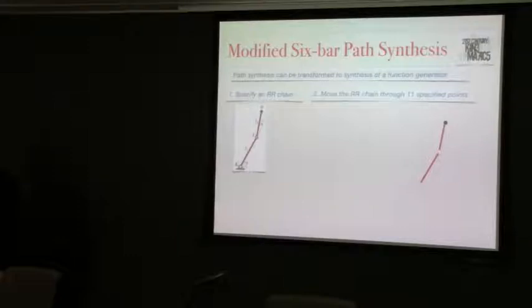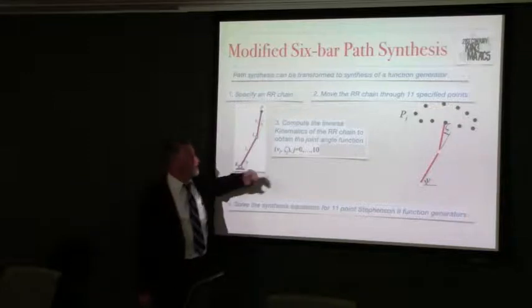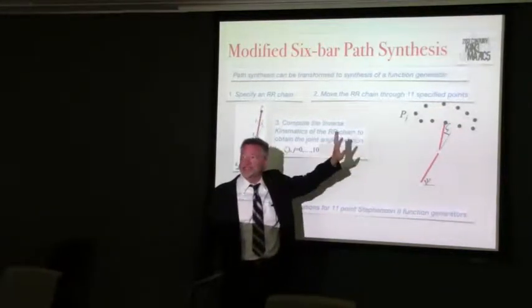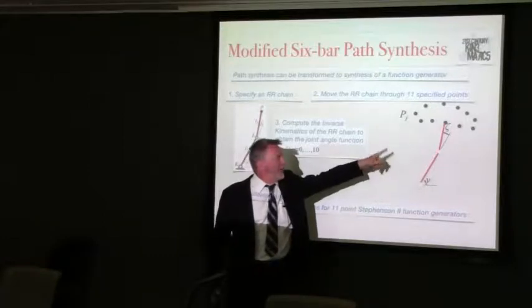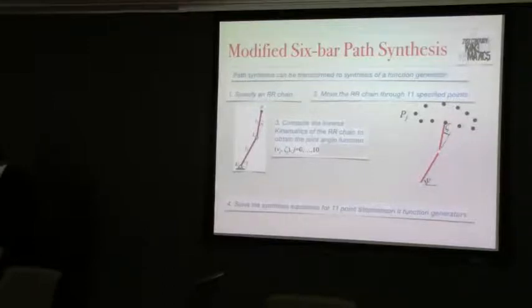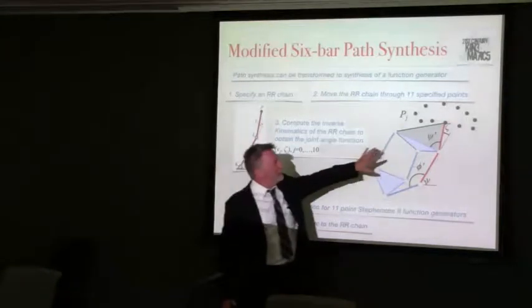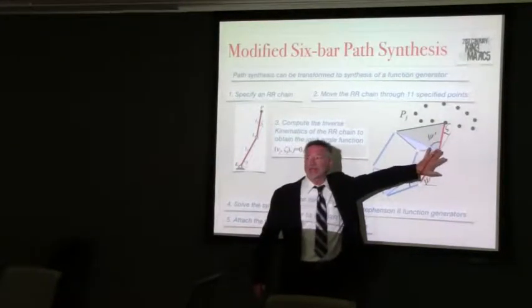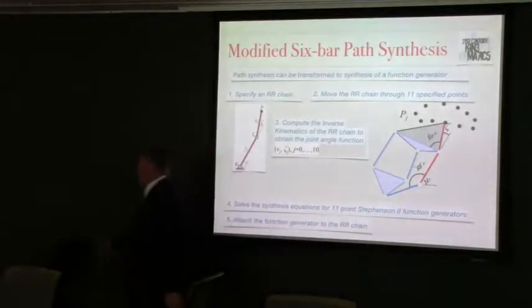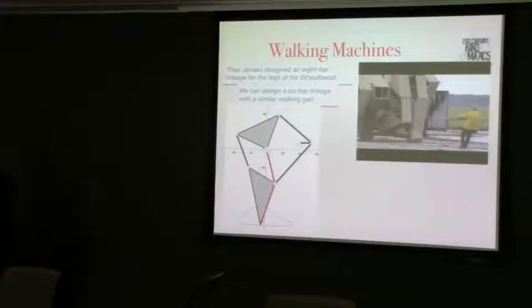Now what we did is we want to do the path synthesis problem, so we modified the path synthesis problem in the following way. We'll specify a 2R chain just like Kempe did. We say we want it to pass through a curve just like Kempe did. We sample that curve at 11 positions. We now do the inverse kinematics to get the joint angles. And we design a linkage that coordinates those joint angles. So essentially what we're doing is mechanical programming of the path of this linkage. That turns out to work. It works remarkably well.